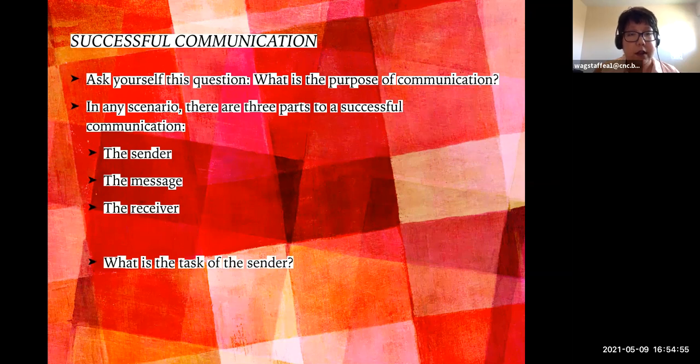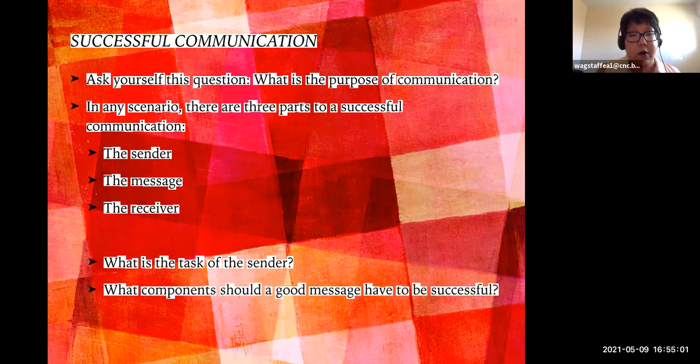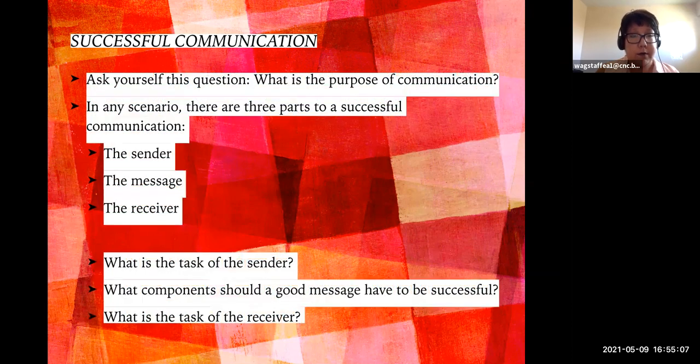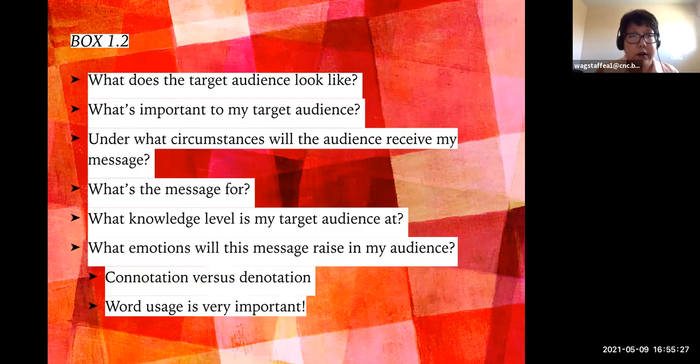You should be asking yourselves these questions. What is the task of the sender? What components should a good message have to be successful? What is the task of the receiver? When you're thinking about this, you are the sender in this scenario. The message is what you want to send, and the receiver is who you are sending it to. So, what does the target audience look like? You are the sender. Who is the receiver? How many people is the receiver?